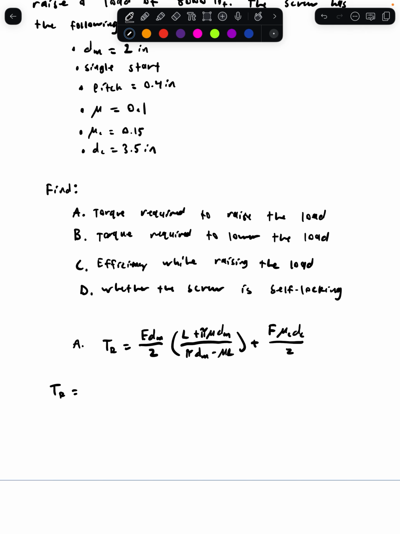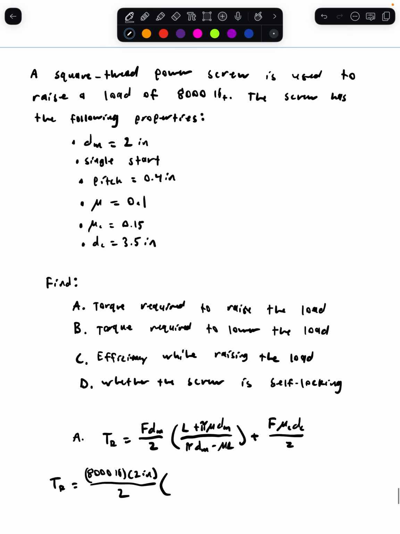So our force is going to be 8,000 pounds. Our mean diameter of the screw is 2 inches. Now L, so we have a single start screw. That's part of the properties. So I know that my L is just going to be equal to my pitch, because remember, L is the number of starts times your pitch. So in this case, it would just be 1 times 0.4 inches, which is 0.4 inches.